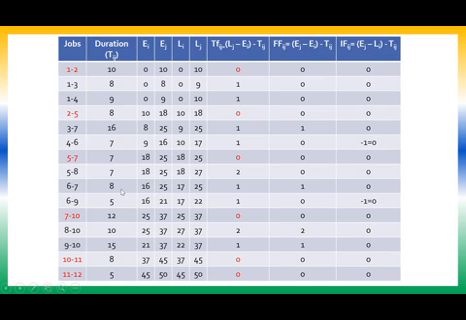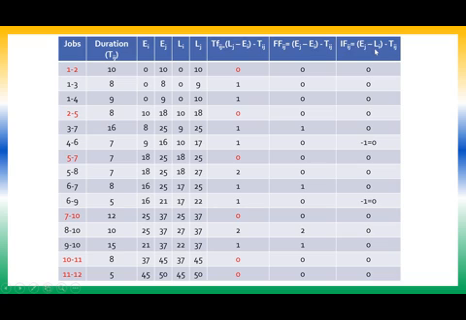25 minus 16 minus 8, 1. 21 minus 16 minus 5, 0. 37 minus 25 minus 12, 0. 37 minus 25 minus 10, 2. 37 minus 21 minus 15 is a 1. 45 minus 37 minus 8 is a 0. 50 minus 45 minus 5 is a 0.